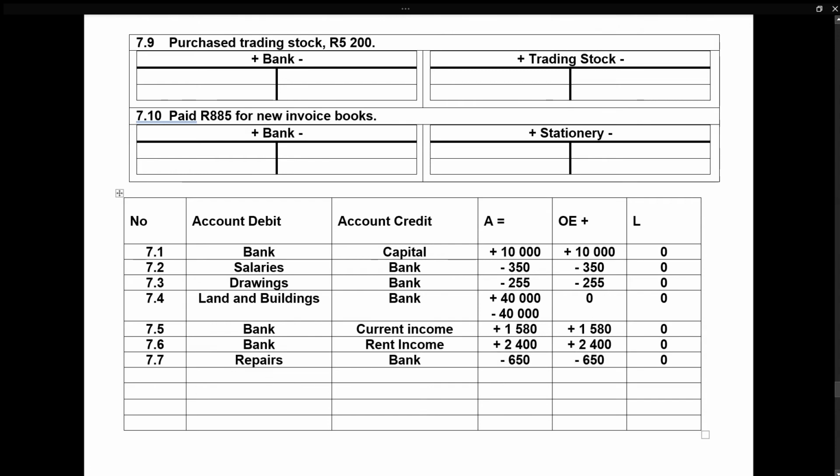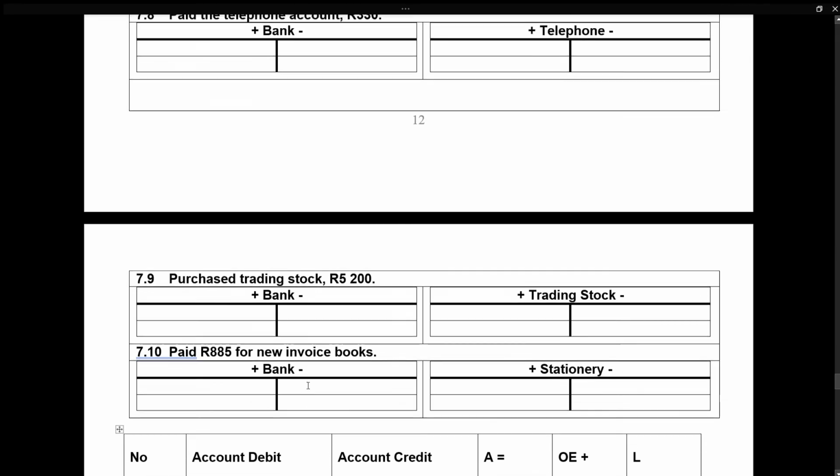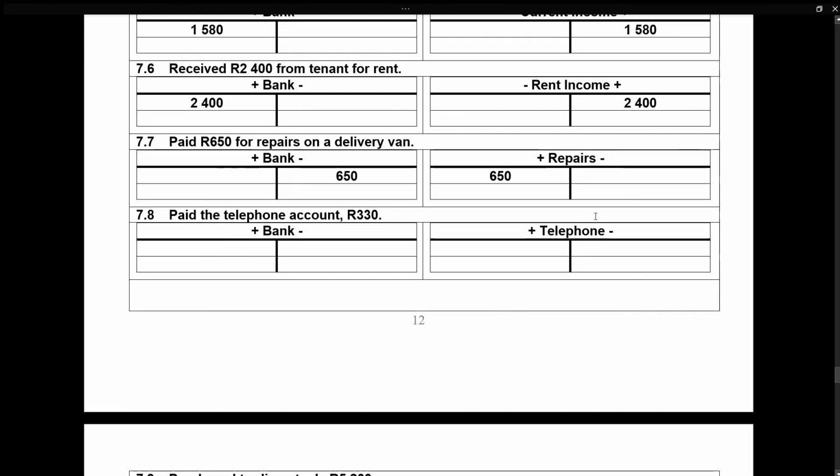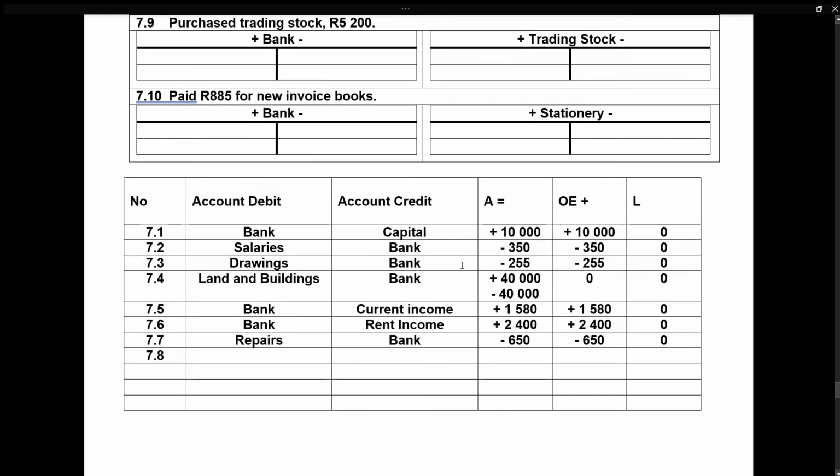Right, 7.8. Paid the telephone account. So very importantly, you need to remember this is the telephone bill, not the actual phone. So it's an expense account. The actual phone will be an asset. Right, so we paid money, therefore my bank will decrease, credit side, and so expenses, the amount of expenses we've paid throughout the years, increasing, we're just paying more. Right, so every credit's got a debit. Let's go and fill that into our accounting equation.